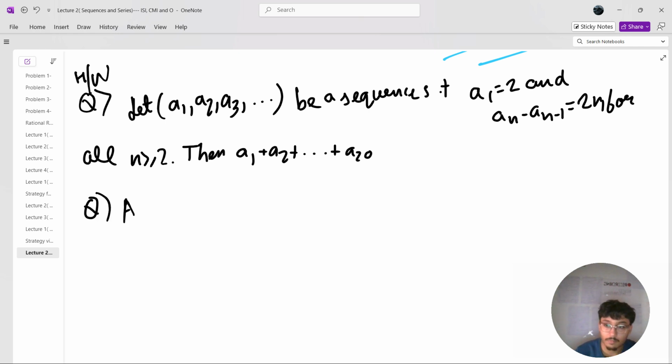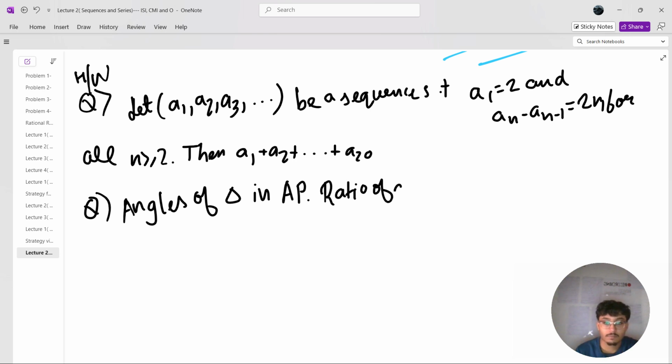The angles of a triangle are in AP. The ratio of the greatest to the smallest angle is 3:1. Find the smallest angle.